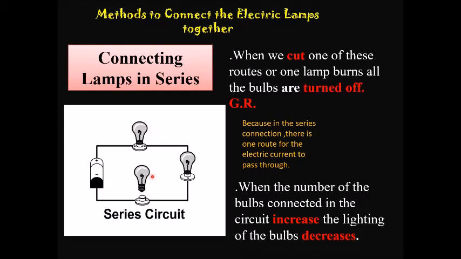So, if one of these lamps burns, what will happen to the circuit? It will be an open circuit, so the other lamps will turn off. So, when you cut one of these routes, or one lamp burns, all the bulbs are turned off. Give reason. Because in the series connection, there is one route for the electric current to pass through. When the number of the bulbs connected in the circuit increases, the lighting of the bulbs will decrease.